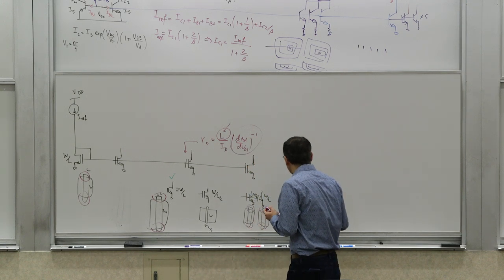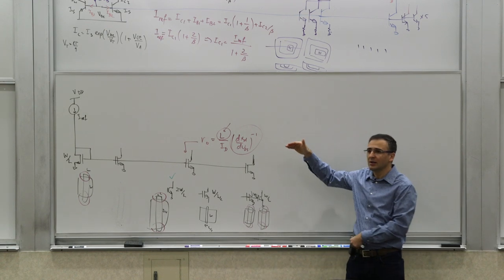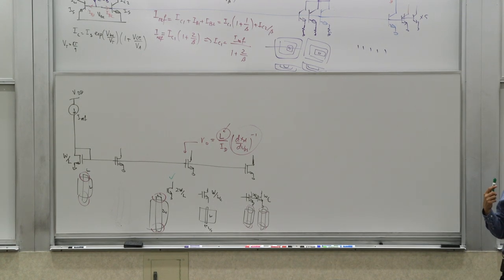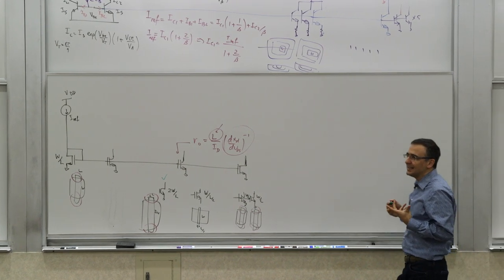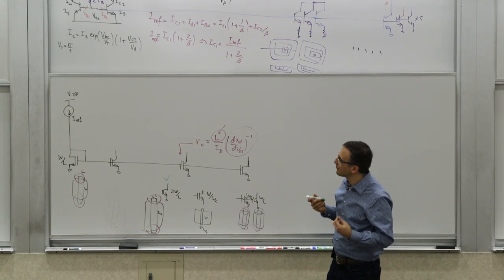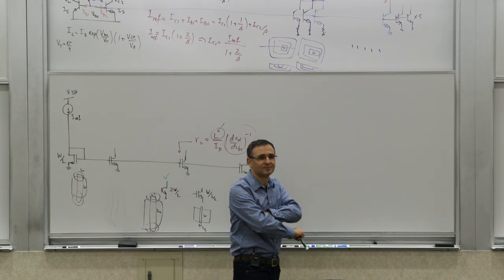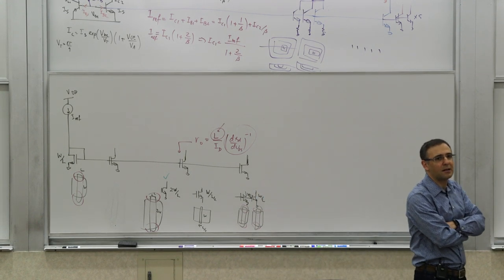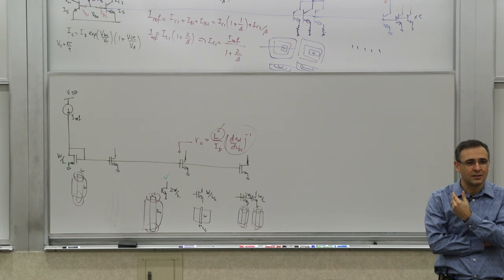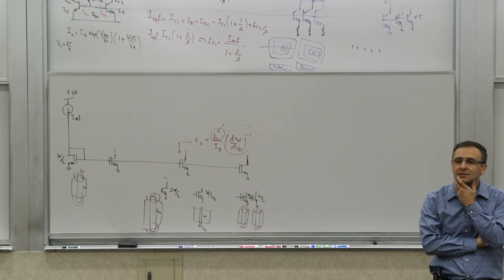Now, let me ask a more basic question. We've seen two examples, a bipolar and a MOSFET current mirror and current replication. In general, if you had an arbitrary three-terminal device, what is the property that you need to have to make something like this work? For this to be an effective way of generating and copying currents, what are some of the properties that you need to have?